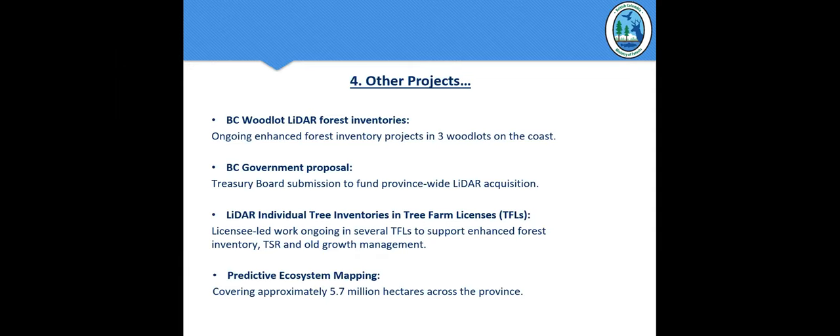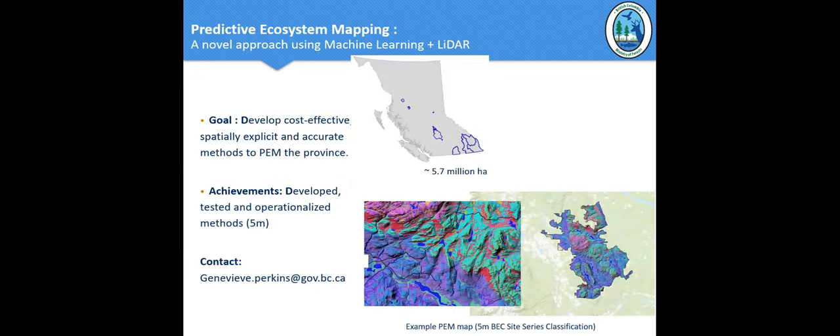So I hope this one gets some traction and goes forward. LiDAR individual tree inventories in tree farm licenses: this is licensee-led work ongoing in a few tree farm licenses in the province to support enhanced forest inventory, timber supply review, and old growth management. And the last one I have here is predictive ecosystem mapping. This just started up over the last year. We're covering approximately 5.7 million hectares across the province. And next slide, please. I can give you a brief update on this.